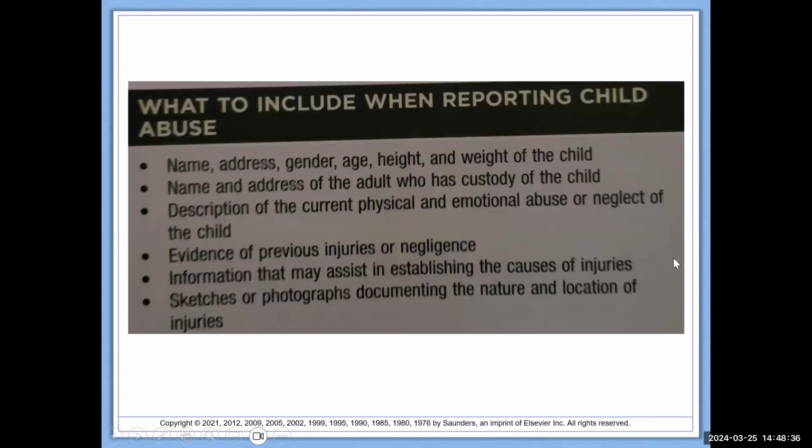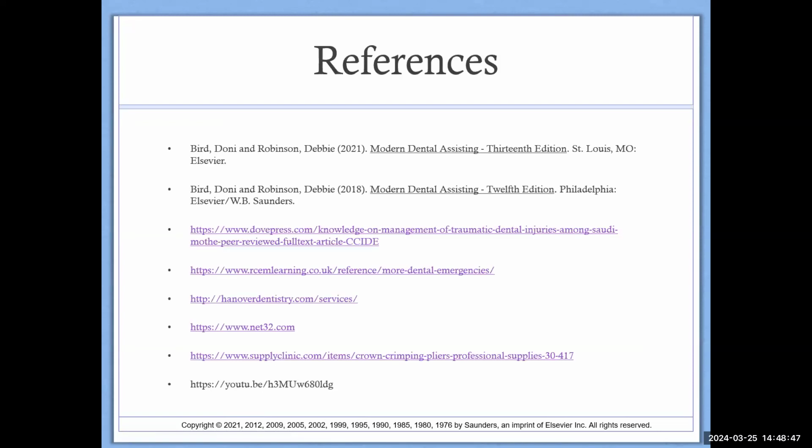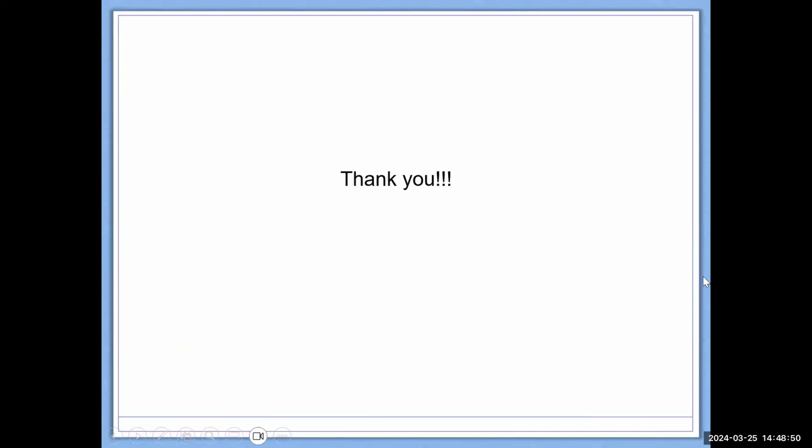This is just something that's already in your textbook that we mentioned. And of course, I do want you to review the wonderful colored pages in the textbook, which is procedures 57-1 and 57-2. And these are my references. Okay, thank you.